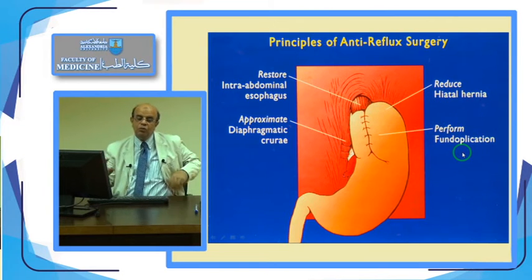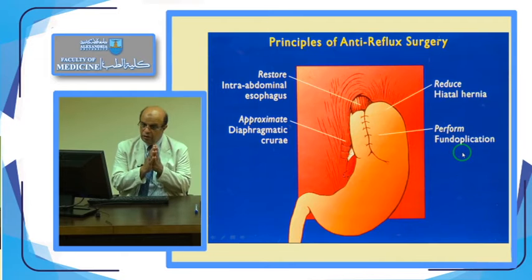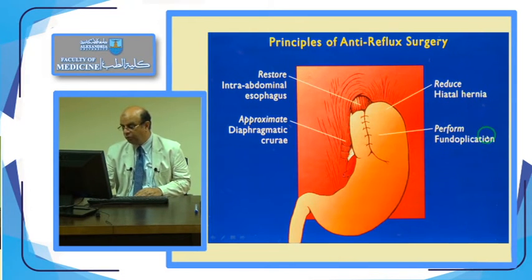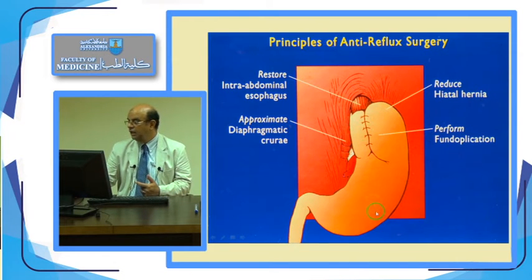and to maintain all this region in the abdomen we narrow the esophageal hiatus, but also we perform some sort of fundoplication around the lower part of the esophagus to increase the pressure in the high pressure zone and to anchor the stomach and the esophagus in the abdomen.